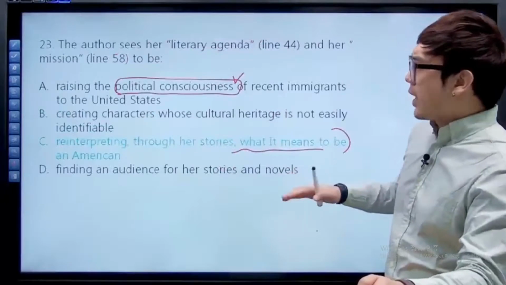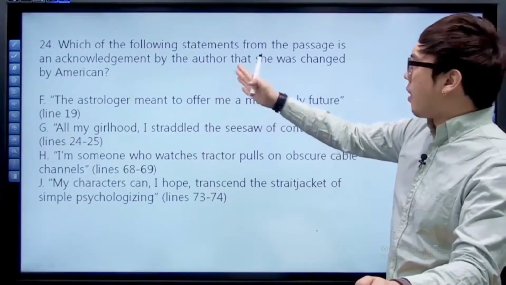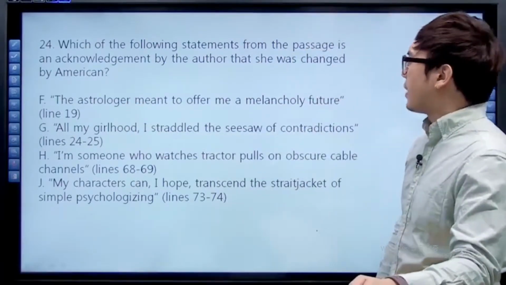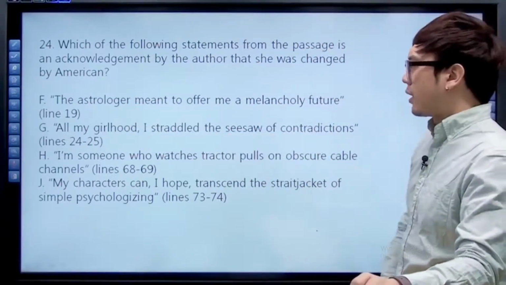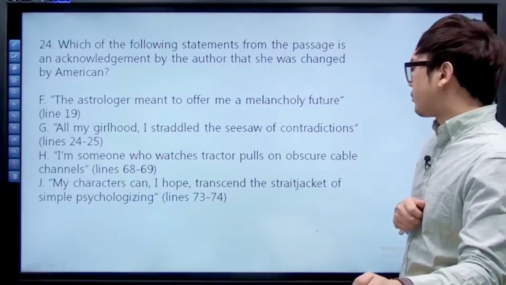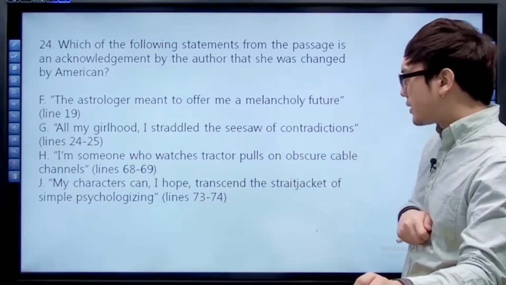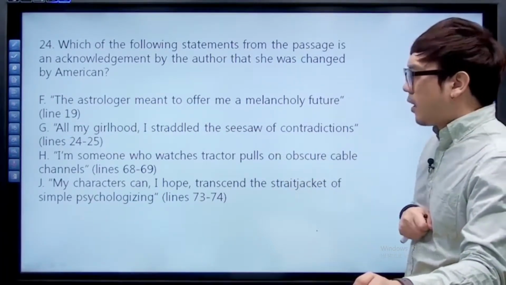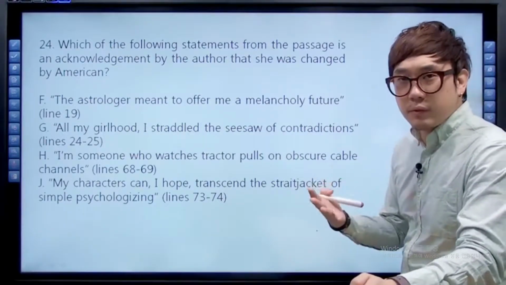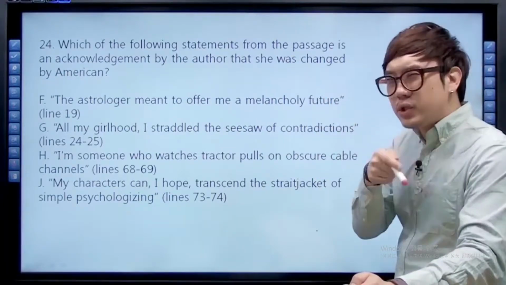So the question states, which of the following statements from the passage is an acknowledgement by the author that she was changed by America? F. The astrologer meant to offer me a melancholy future. G. All my girlhood I straddled the seesaw of contradiction. H. I'm someone who watches tractor pulls on obscure cable channels. J. My characters can, I hope, transcend the straitjacket of simple psychologizing. Now, what you need to think here is that her acknowledgement that America has changed her is actually her changing, right?